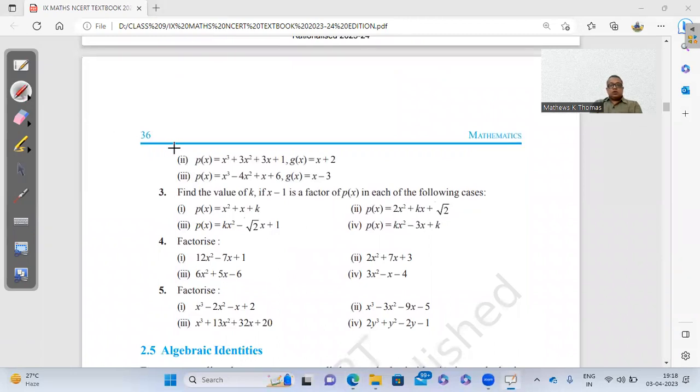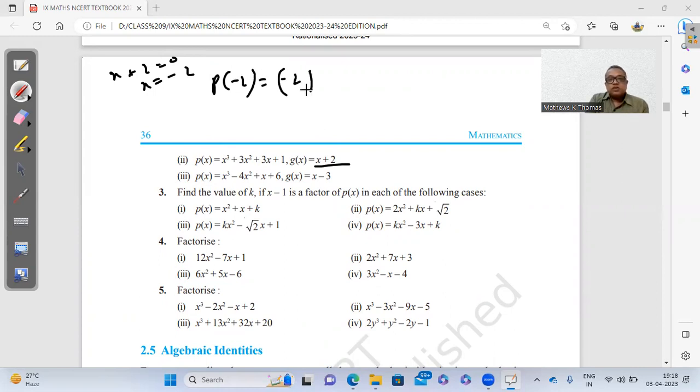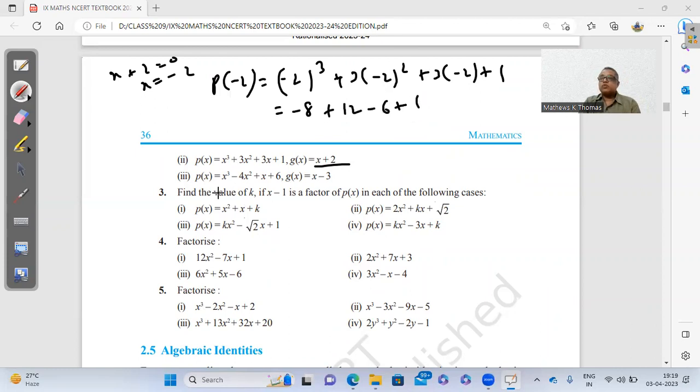Question number 2, second part. Now we have to find out whether x plus 2 is a factor. So if I'm taking x plus 2, x value is -2, put the value of x as -2 here. So this is -2 cube, 3 into -2 square, plus 3 into -2 plus 1. What am I doing? I'm putting the value of x as -2 here. So this is going to be -8. 2 square is 4, 4 threes are 12, -6 and plus 1.